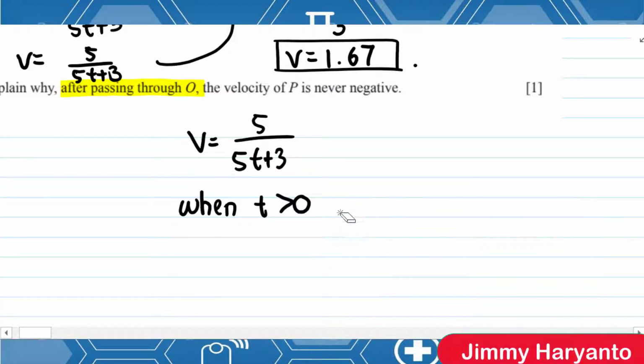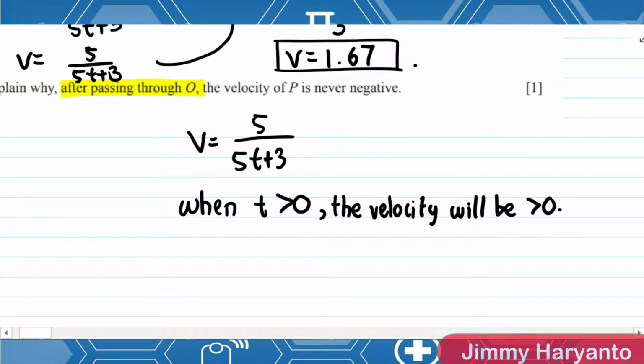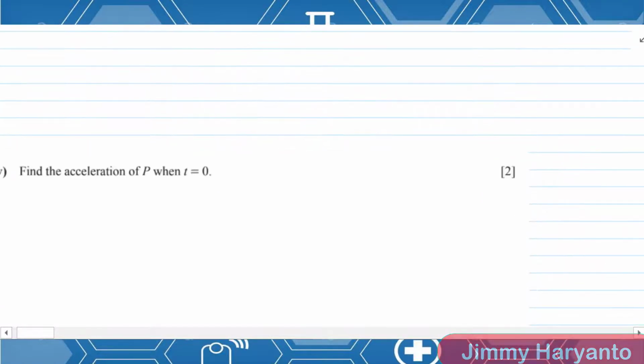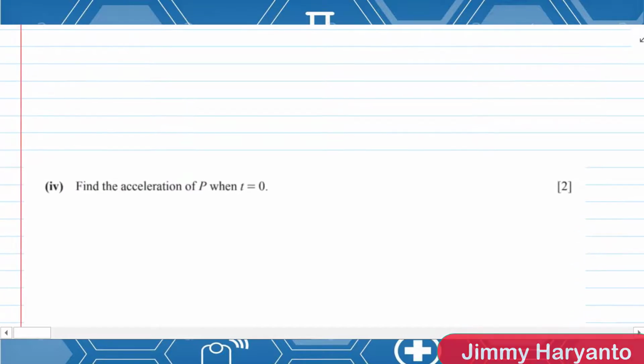When t is greater than 0, the velocity will be greater than 0 also. That is also enough because the mark is only 1. Next, find the acceleration when t equals 0.